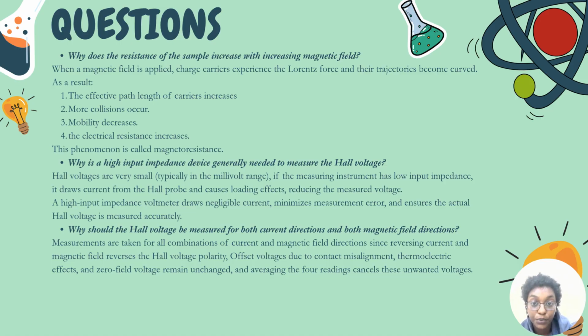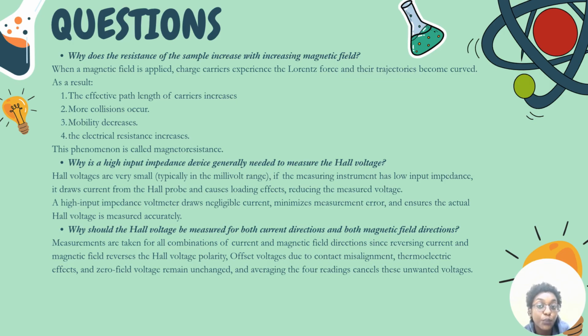Why is a high input impedance device generally needed to measure the Hall voltage? Hall voltages are very small, typically in the millivolt range. If the measuring instrument has low input impedance, it draws current from the Hall probe and causes loading effects, reducing the measured voltage. A high input impedance voltmeter draws negligible current, minimizes measurement error, and ensures the actual Hall voltage is measured correctly and accurately.